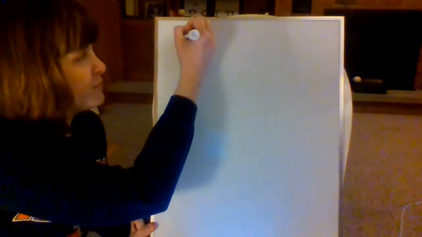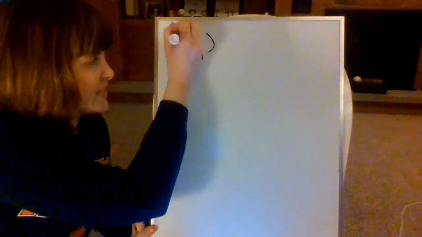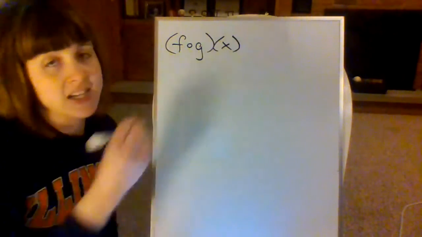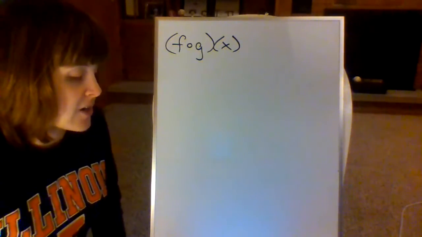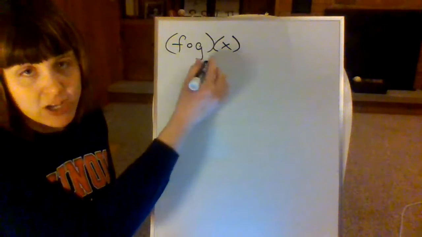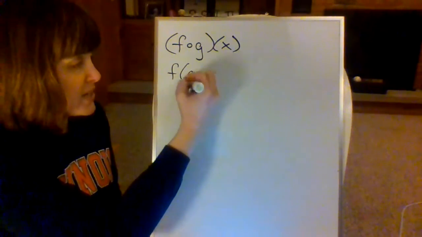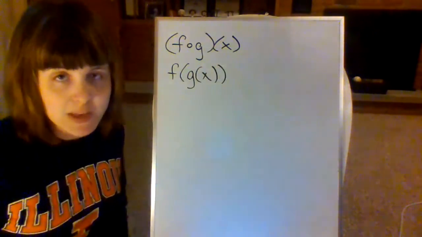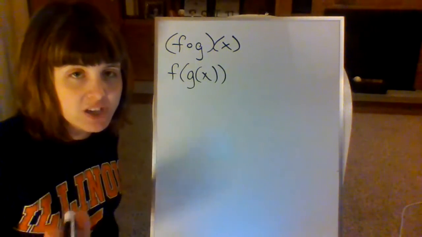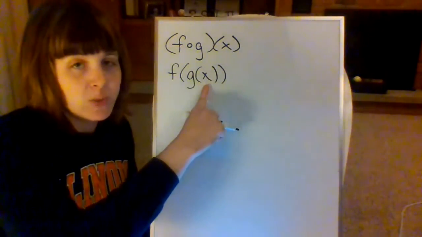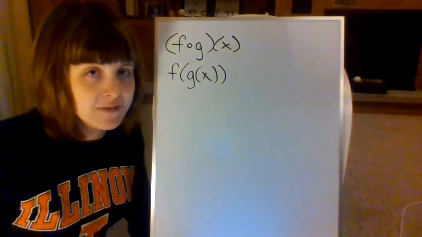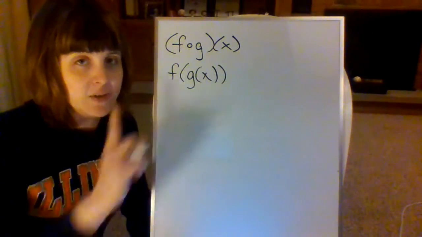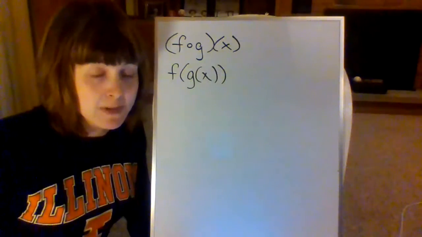So yesterday I showed you the notation that looked like this. And I told you that this didn't spell fog, but it meant that f is being composed with g of x. And so now, today, we're going to talk about how this notation and this notation mean the same thing. So we're going to start with the g of x function, and we're going to replace x in the f of x function with the entire g of x function. Okay, so these two notations mean the same thing.